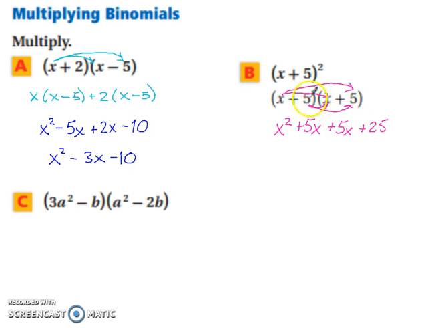Once again, when you're multiplying binomials, or even if I throw a trinomial in there, each term in the first one needs to be multiplied by each term in the second. So you have to distribute each piece, whether you write it out or you use the arrows to help you. So we have one step left. We're going to combine like terms. So we have x squared plus 10x plus 25.